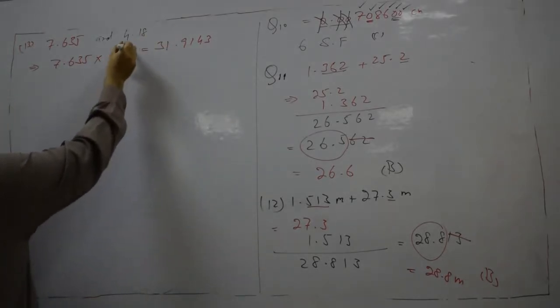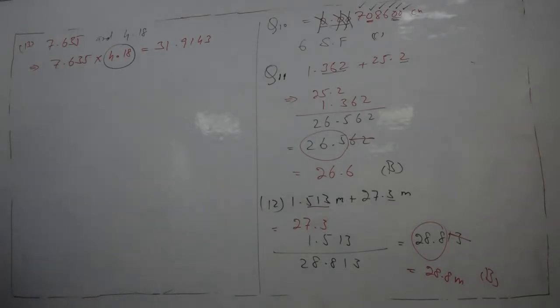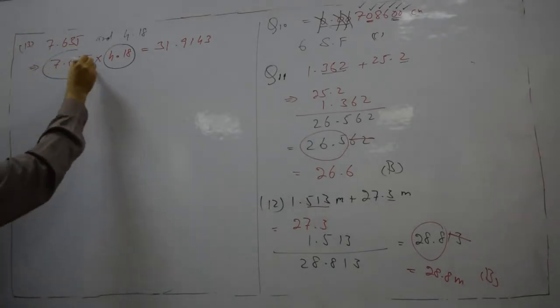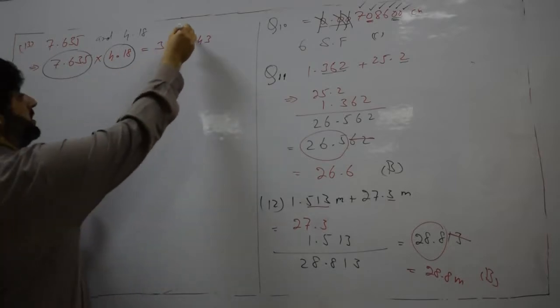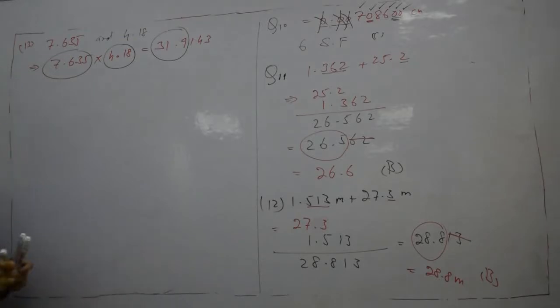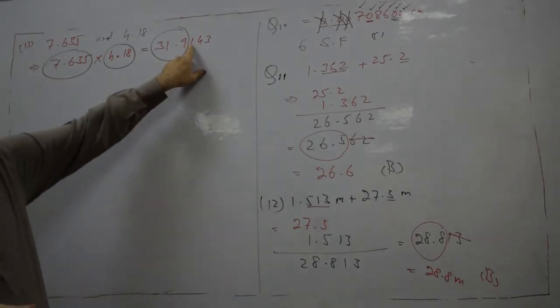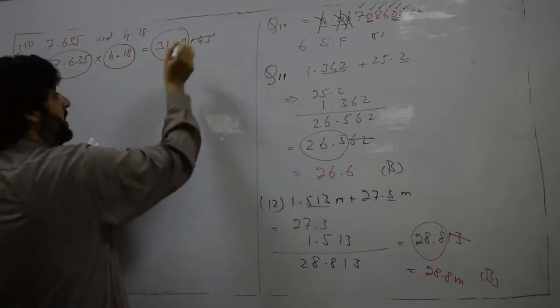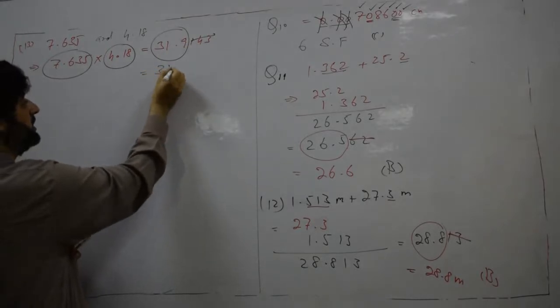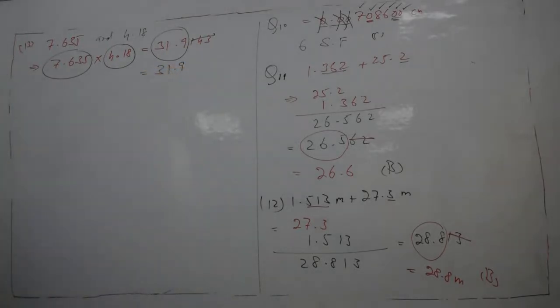Here in this individual measurement we have 3 significant figures, and here we have 4 significant figures. So this is the least significant figure, and the answer should have 3 significant figures. So 1 is the last digit. If 1 is less than 5, then remove it without any change. So the answer is 31.9. 31.9 is the correct answer.